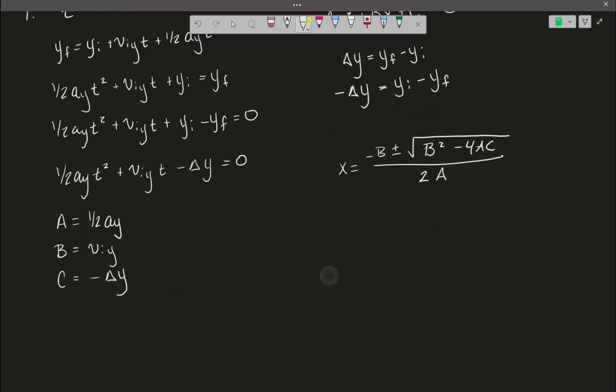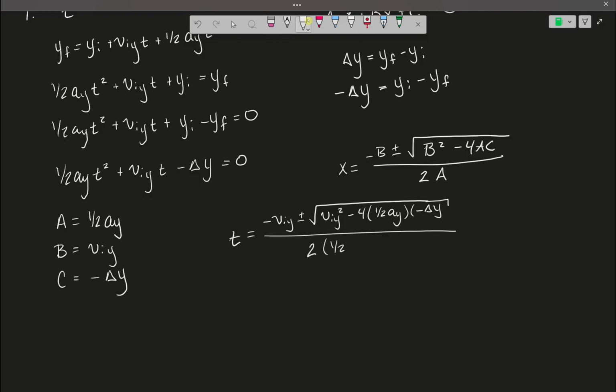This will give me that time is equal to negative initial velocity in the y direction plus or minus the square root of the initial velocity in the y direction squared minus 4 times 1/2 acceleration in the y direction times negative delta y, all over 2 times 1/2 acceleration in the y direction.